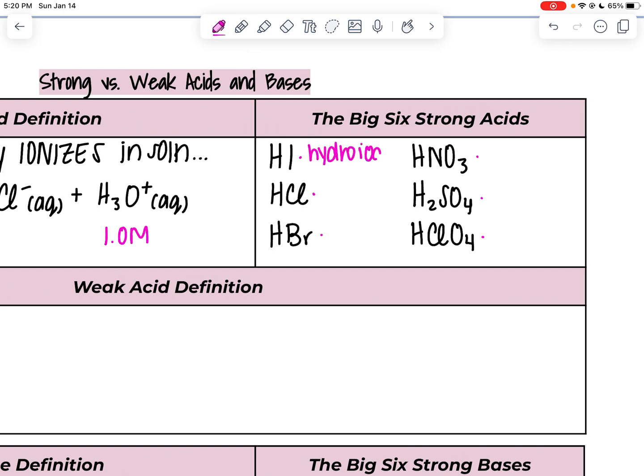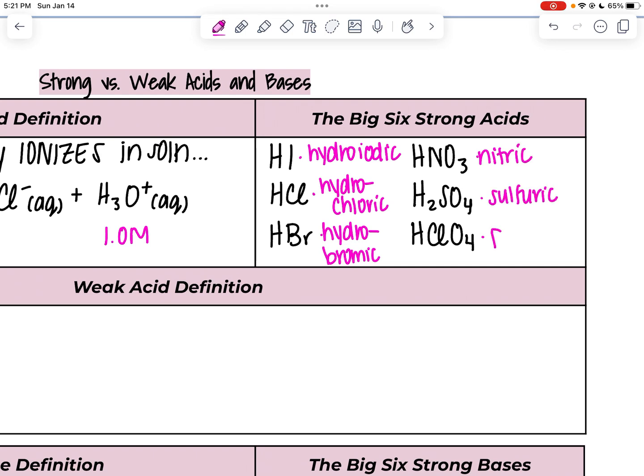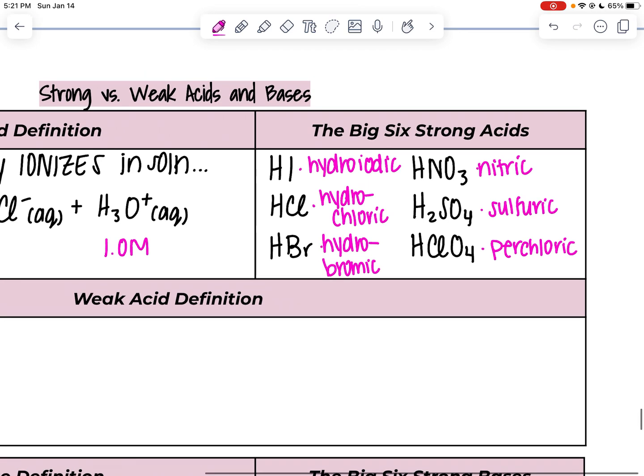All right, so we've got hydroiodic, hydrochloric, hydrobromic, nitric, sulfuric, and perchloric acid. And you would add the word acid at the end of each of these names.